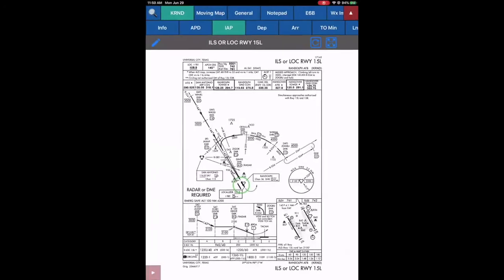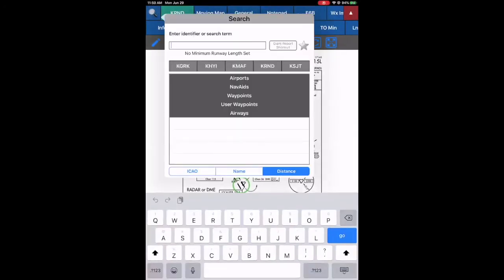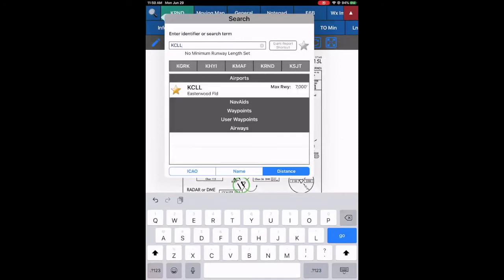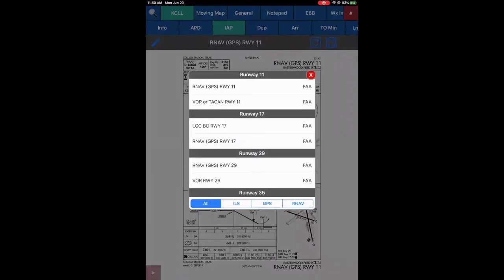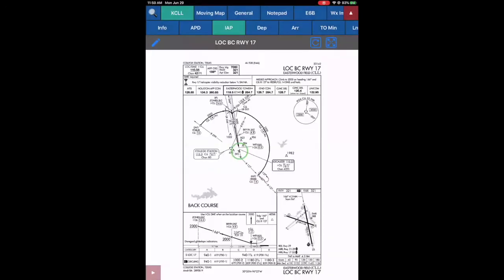So let's go to College Station. Let's say this is the only approach at College Station. What weather do I need here at College Station as my destination just to file here in my T6?